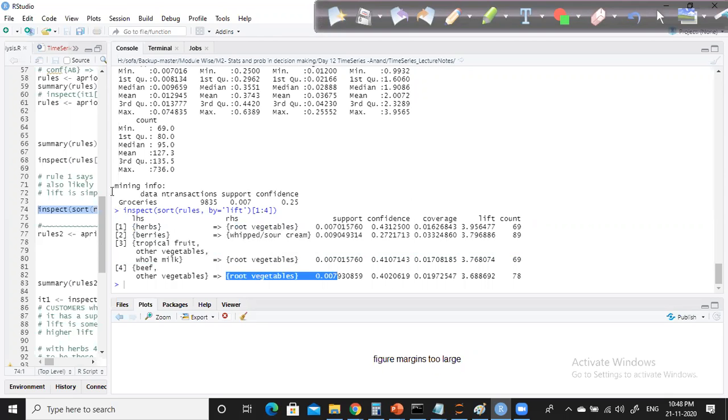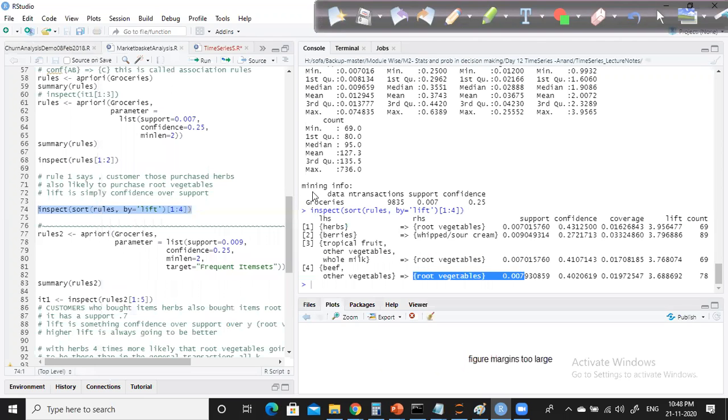This is how you can generate the rules, right? By looking at this and sharing it with the management, you can recommend that these items are more frequently occurring, hence try to keep these items together in the store. When it comes to digital online, recommend these items for those customers. They purchase tropical fruit, other vegetables, whole milk, so recommend them this one. Or whenever they buy berries, recommend them to buy this one also.